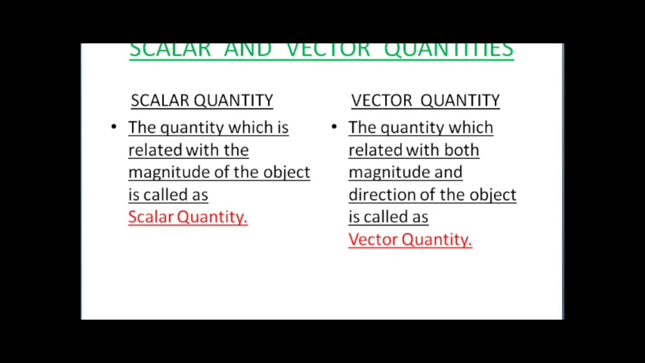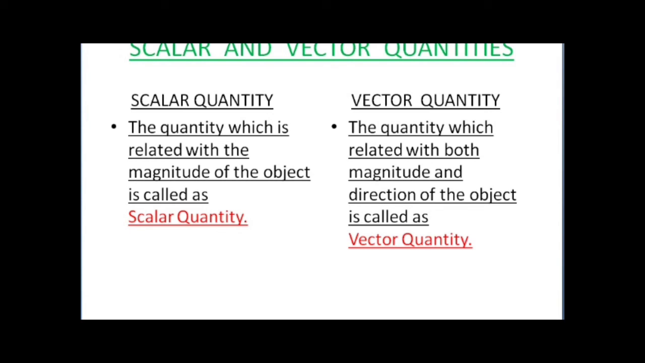Scalar and vector quantities. Scalar quantity: the quantity which is related with the magnitude of the object is called a scalar quantity. Vector quantity: the quantity which is related with both magnitude and direction of the object is called a vector quantity.